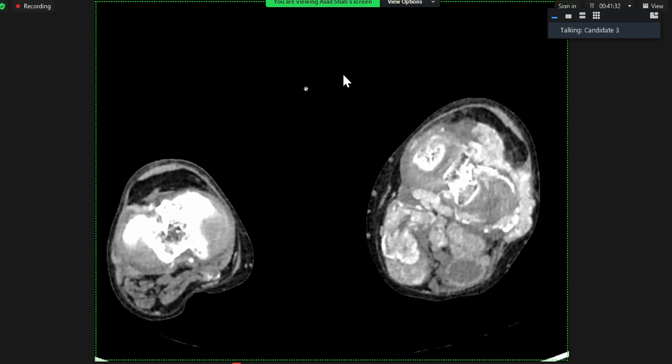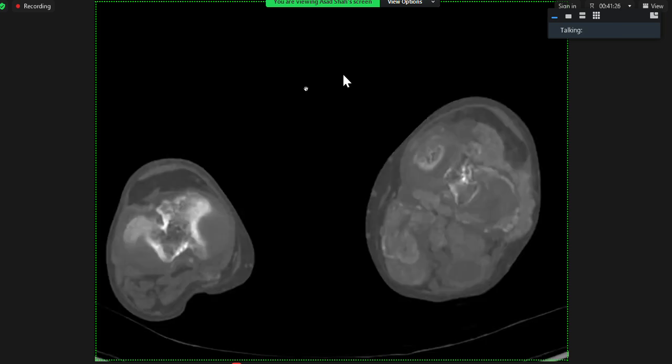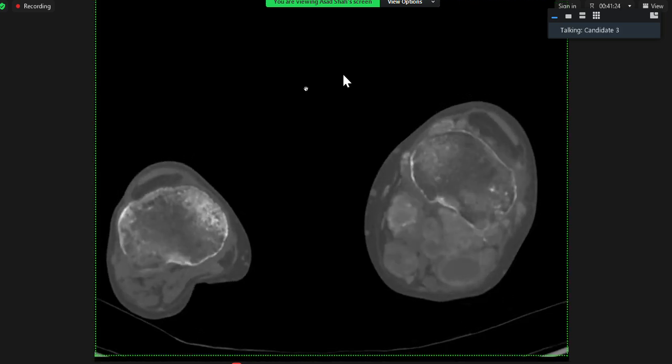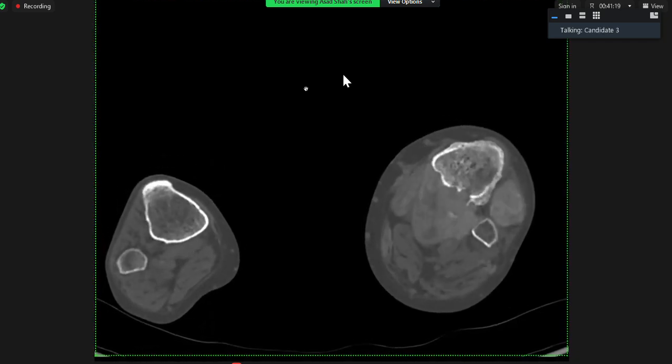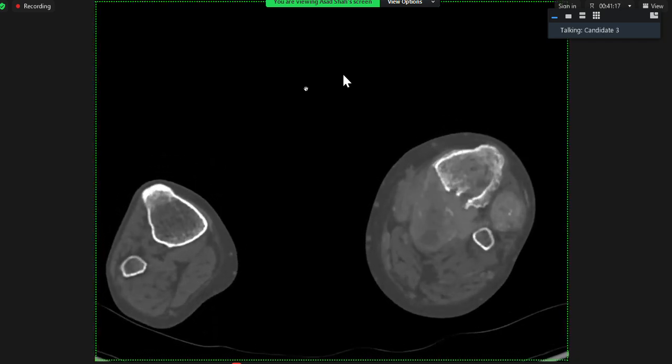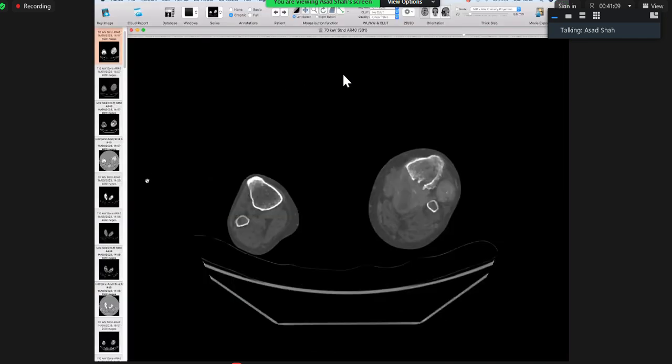just trying to look at the bone. Can we have a shift to the bone window? There you go. Okay. So there is some irregularity or erosion of the bones also. So this is more likely to be a synovial osteochondromatosis. Okay, just hold on. Let's pause there.